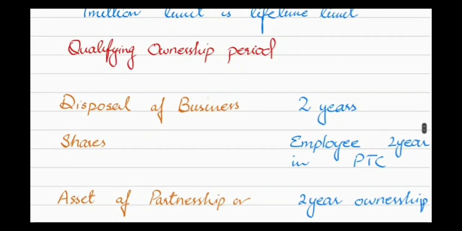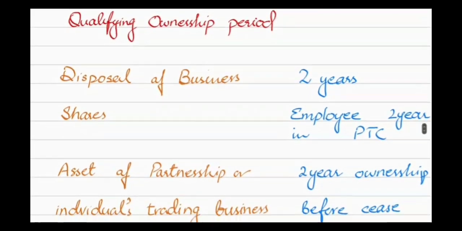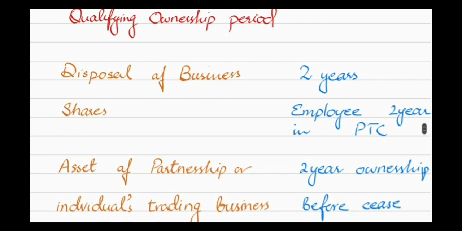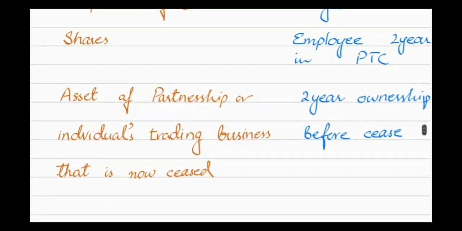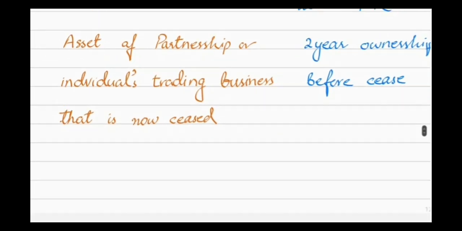What is the qualifying ownership period for these assets? If it is about disposal of a business, that business must be owned for at least 2 years. If it is about disposal of shares, the employee must work as a part-time or full-time employee for at least 2 years in this personal trading company. If it is a disposal of assets of a partnership or individual's trading business that has now ceased, it is necessary to have at least 2 years' ownership before ceasing the business.